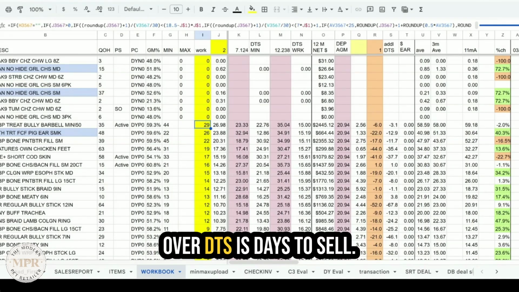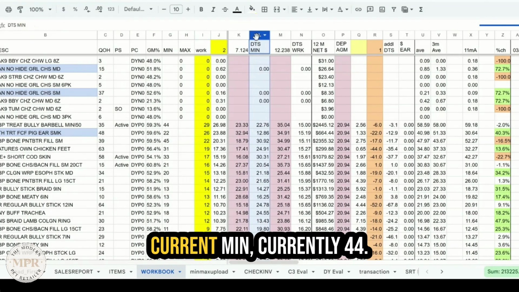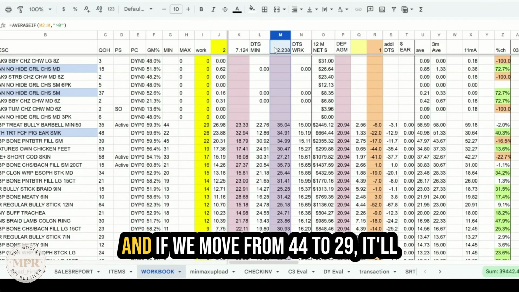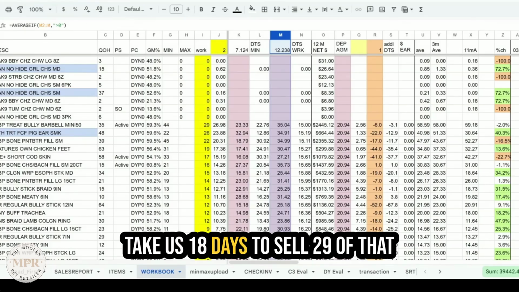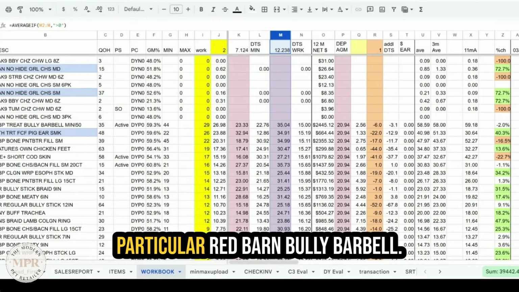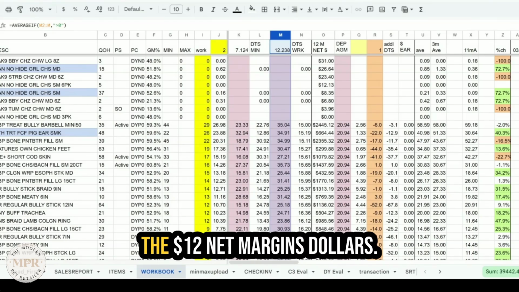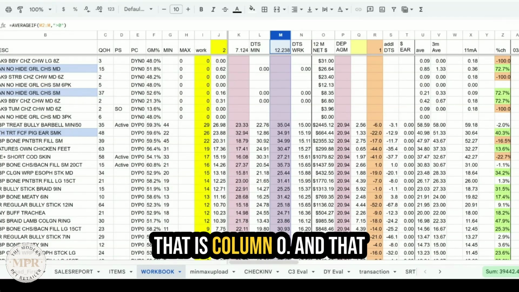And the next column over, DTS, is days to sell. We have a min, which is our current min, currently 44. Oh, that's a Red Barn, that is. And if we move from 44 to 29, it'll take us 18 days to sell 29 of that particular Red Barn bully barbell. And then Tiff had also mentioned the $12 net margin dollars. That is column O.